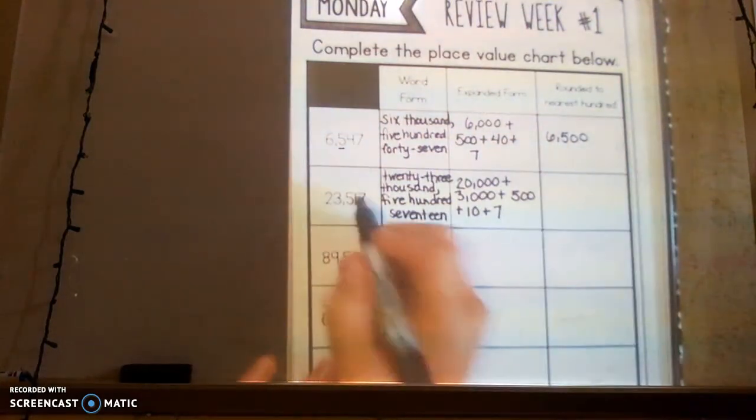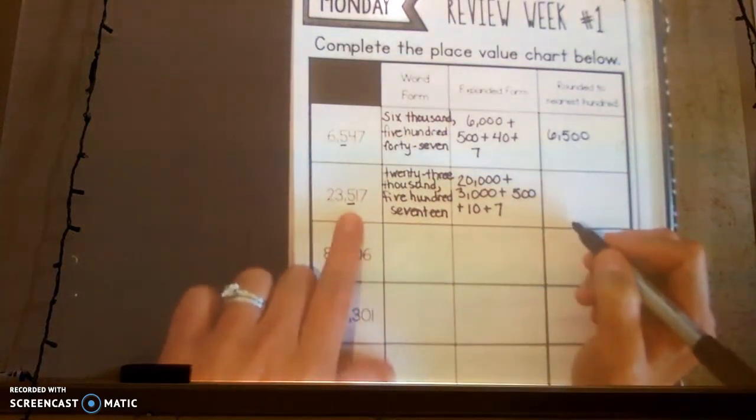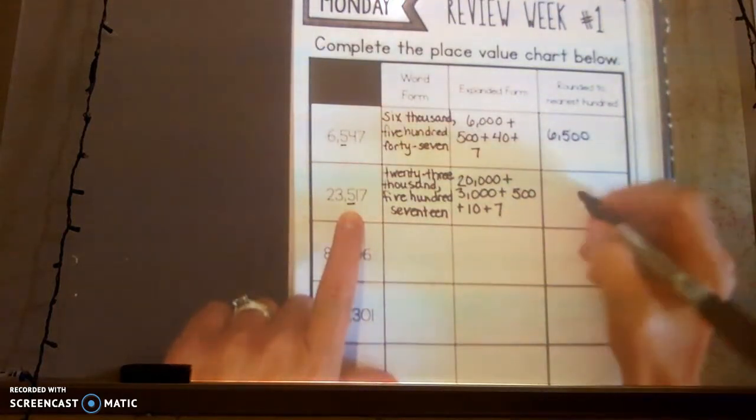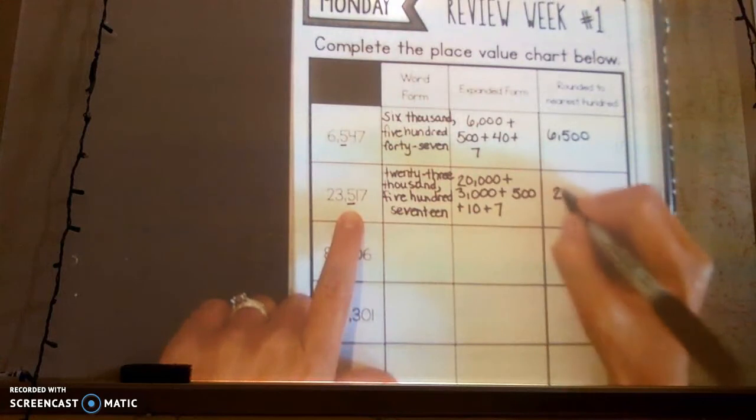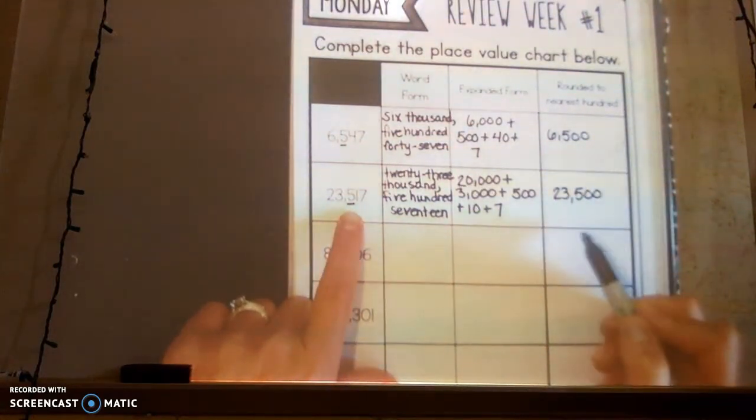And then I'm going to come over here and underline my number in my hundreds place. 517, is that closer to 500 or 600? It's closer to 500. So I'm going to make it a 500 there.